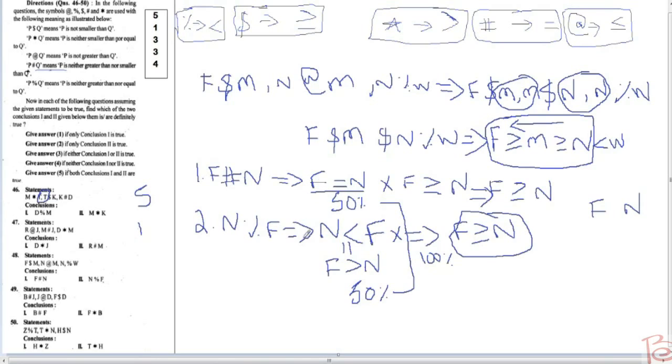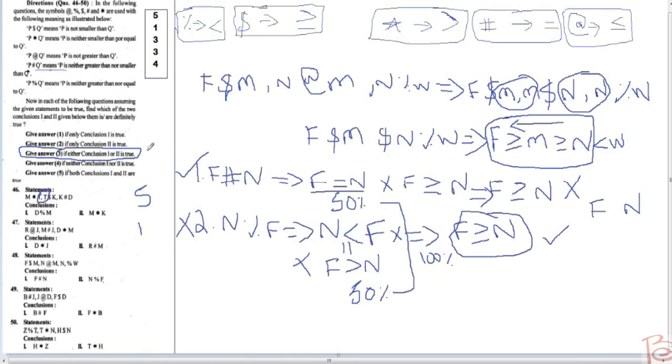So if this condition is right, this one is wrong. If the first conclusion is right, the second conclusion is wrong. Likewise, if the second conclusion is right, the first conclusion is wrong. That basically means either the first one is right or the second one is right, and we don't know which one is right. So in this condition you have to put the third option, that is if either conclusion 1 or 2 is true.